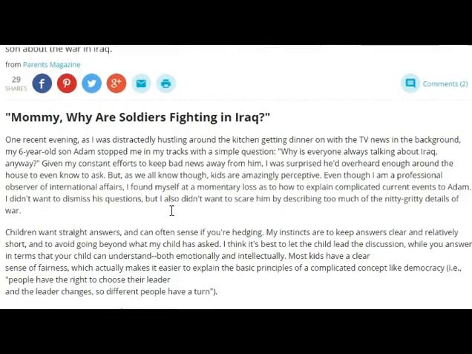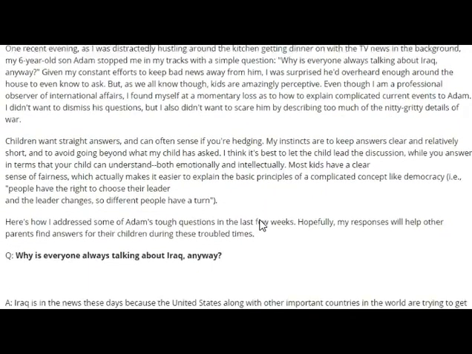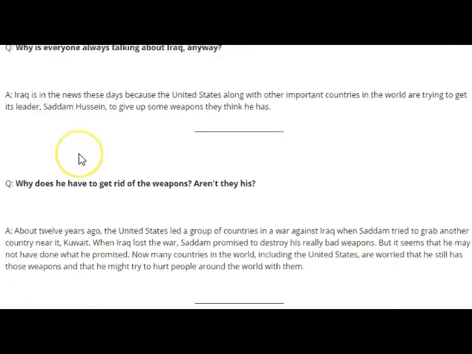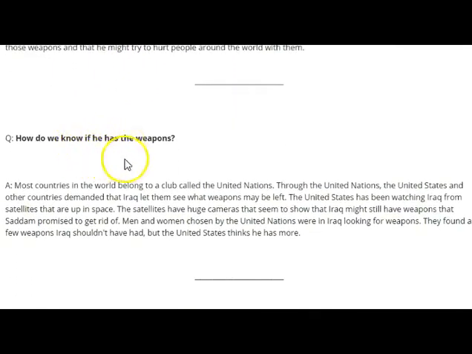I'm not going to read it to you, but basically she's trying to describe this to a 6-year-old son. And I gave you Timmy as an 11-year-old, but how do you explain to a 6-year-old who is very perceptive and sees that it's on the news all the time, and you don't want to go too much into the nitty-gritty of the war? So how do you do this? And so why is everyone always talking about Iraq and talking about weapons? And then this is a great question here. How do we know if he has weapons?